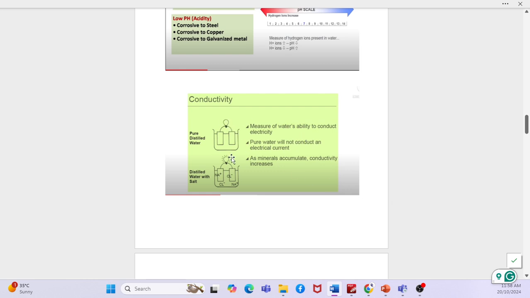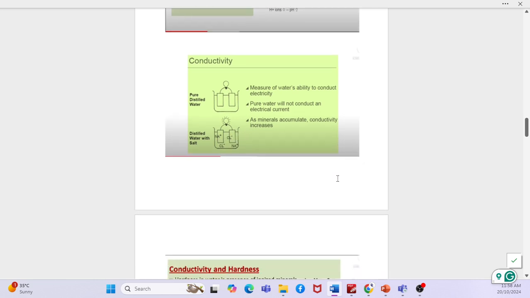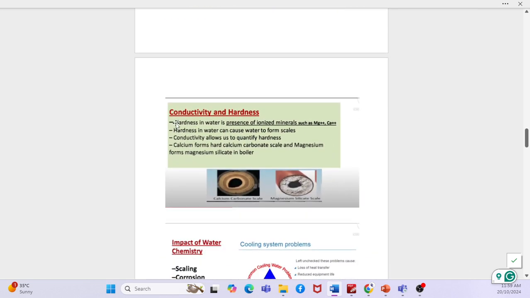And this is conductivity. Conductivity is related to scale formation. You have pure water, distilled water. Conductivity is a measure of water's ability to conduct electricity. Pure distilled water will not conduct an electric current, because there is no scale formation. As minerals accumulate, conductivity increases. So distilled water with salt is not pure water. Pure water will not have any scale formation. If you have salt water, there is a chance of scale formation. Then we will talk about conductivity and hardness.